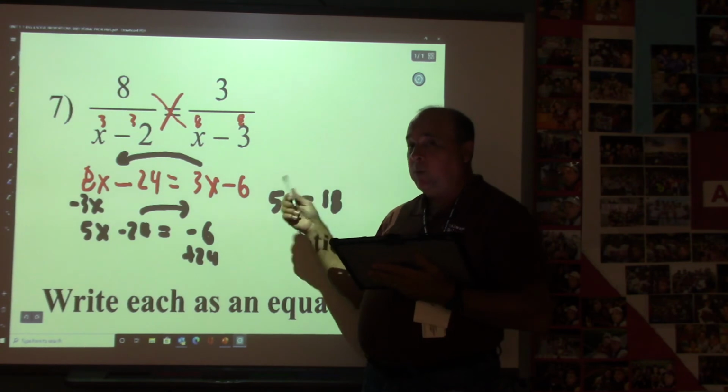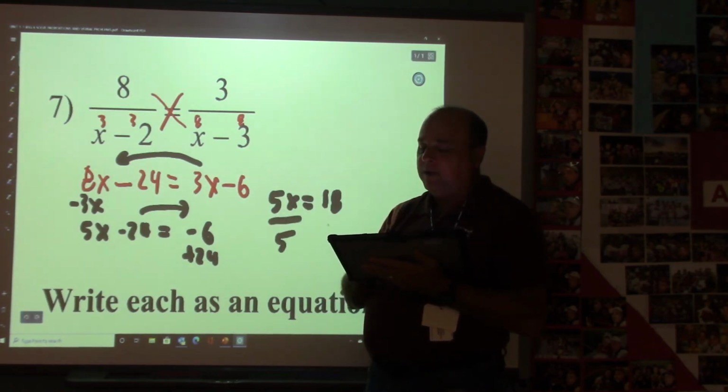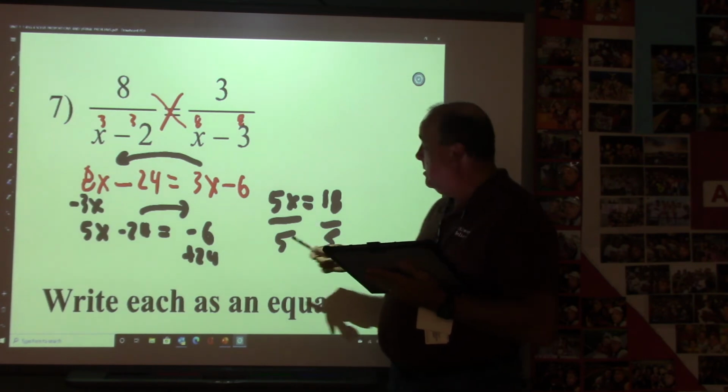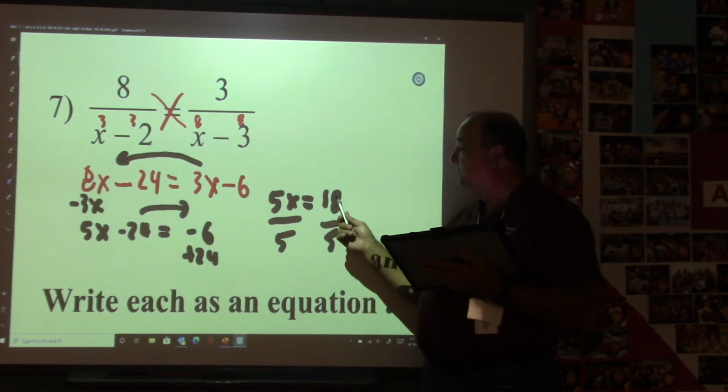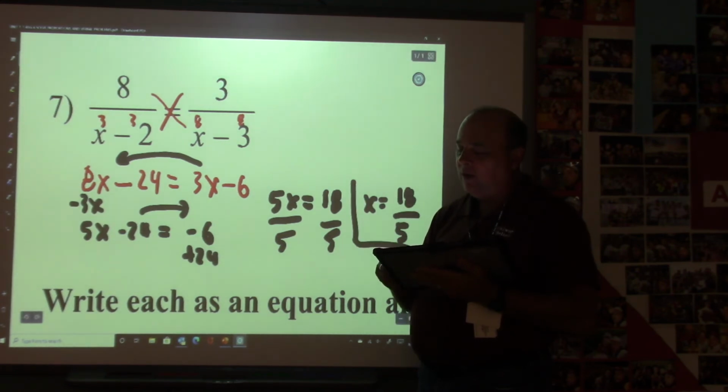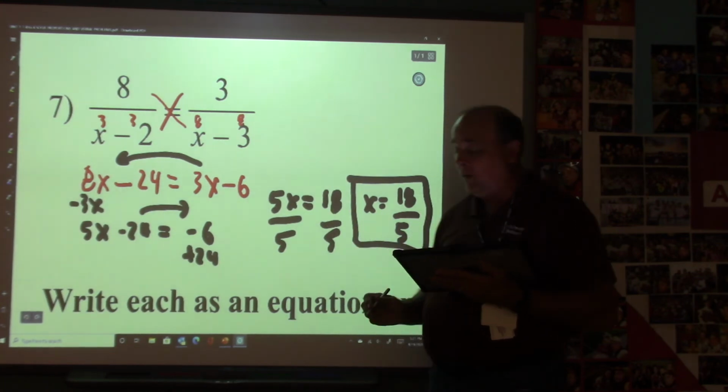And a lot of these problems will have fractions. If you divide this by 5, will 18 over 5 simplify? It will not. Okay, there's no factors of 5 that go to 18. So my answer is going to be x equals 18 over 5. And you leave it improper. You won't make that 3.6.